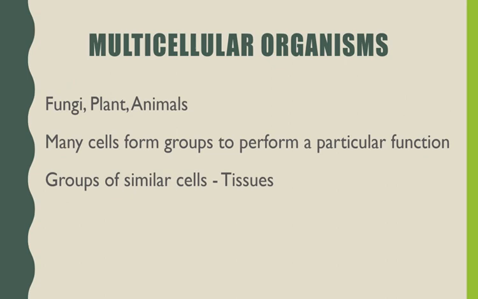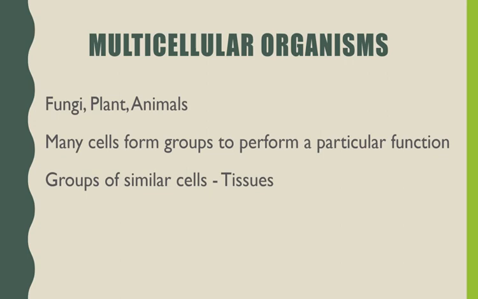There are organisms which are multicellular, that is, in which more than one cell together forms one organism body. Now these are grouped into three classes: fungi, plants and animals. Here many cells form groups. These groups of cells are known as tissues. Now it is not necessary that all the cells would be identical, but what is important is all the cells together perform a particular function.